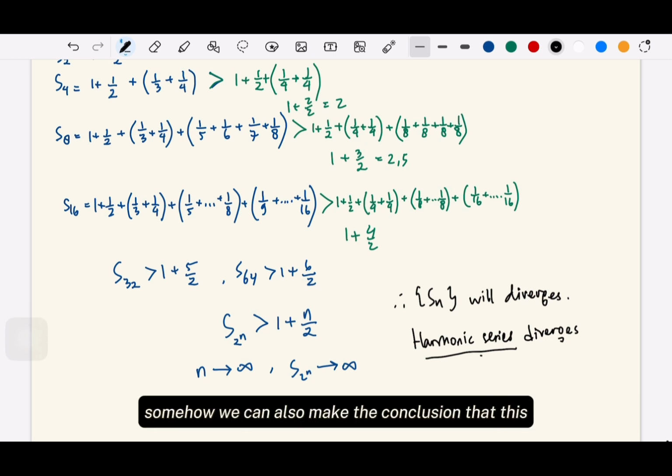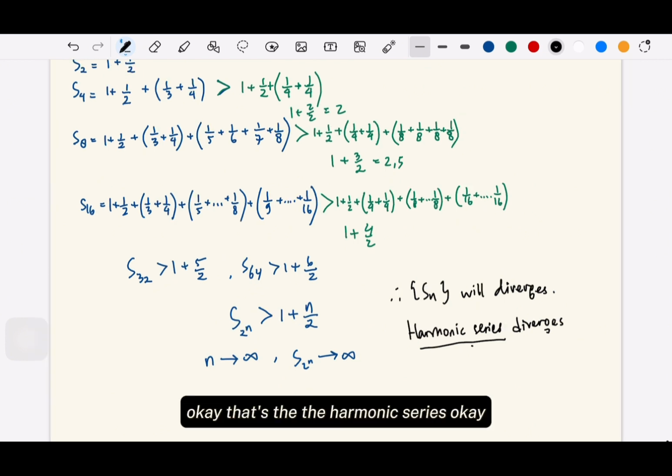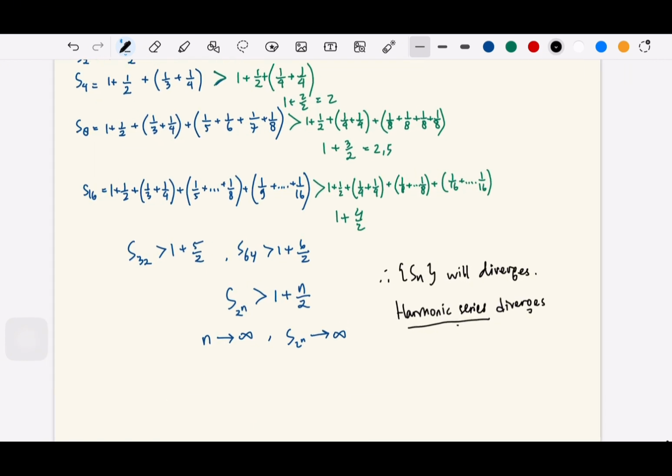Then we can also make the conclusion that this part of Sn is always greater than this. So when we increase this, for sure the Sn will also increase. So if we take n going to infinity, then the Sn will also get infinite. So we say that the Sn will diverge. Okay, that's the harmonic series.